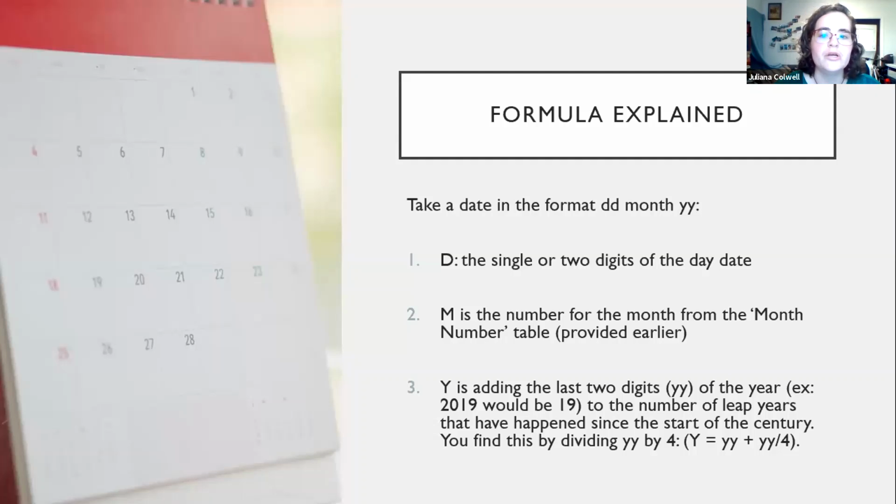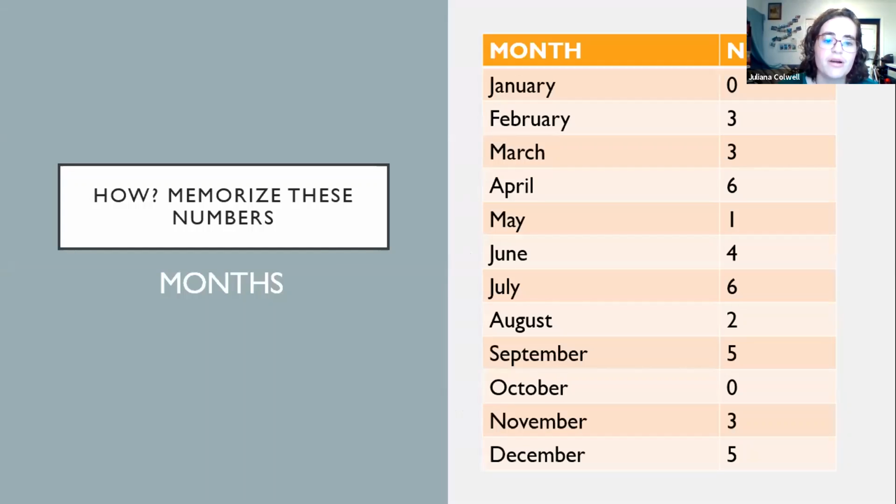So to go into the formula of what I did, the day is either the single or 2-digit number that is for that day. So for the example that was given, I used 11. For the month, I used the number that I memorized based upon the number table for the months. And I remembered that 2020, because this is a leap year, anything past March is a 3. So I added 3 to that. So as I said, memorize the numbers. So for November, it was also a 3.